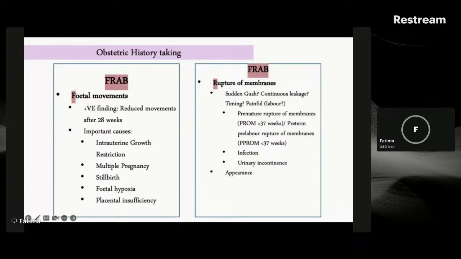And you ask about what it looked like as well. If it was meconium stained, then you might be thinking fetal distress. If it's blood stained, then could it be a uterine rupture or an abruption? If it was pus stained, could it be an infection?